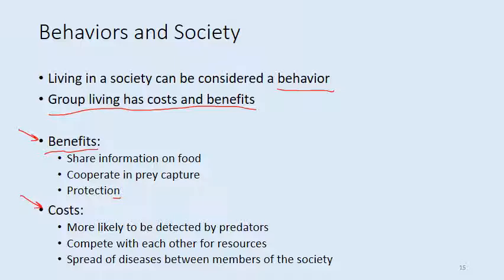But then there are also these costs. So more likely to be detected by predators. It's not good. Competing with each other. You're going to compete for the food, for the space, for mates, spread of diseases between members of society. So these are the different costs.